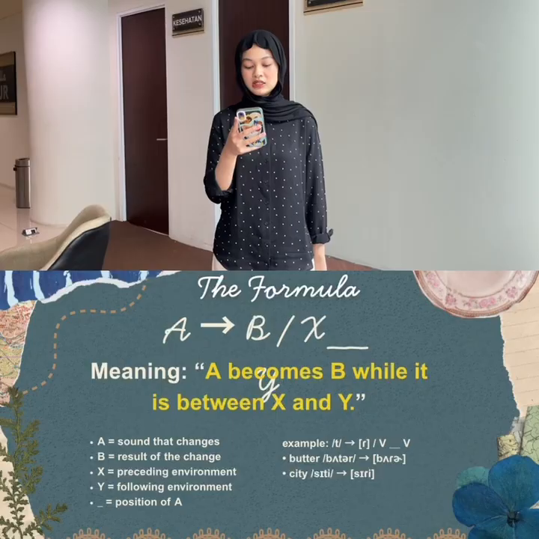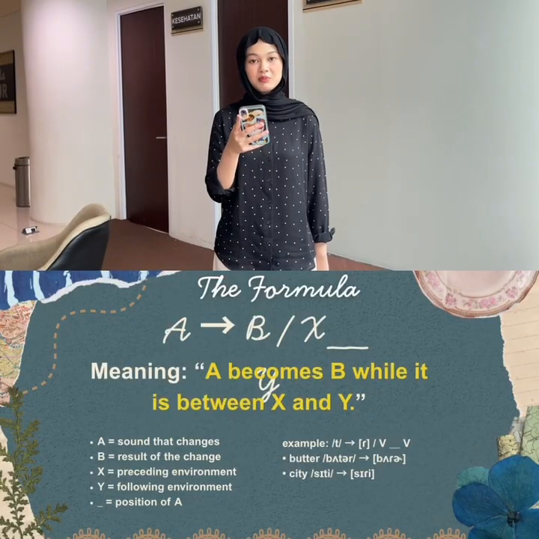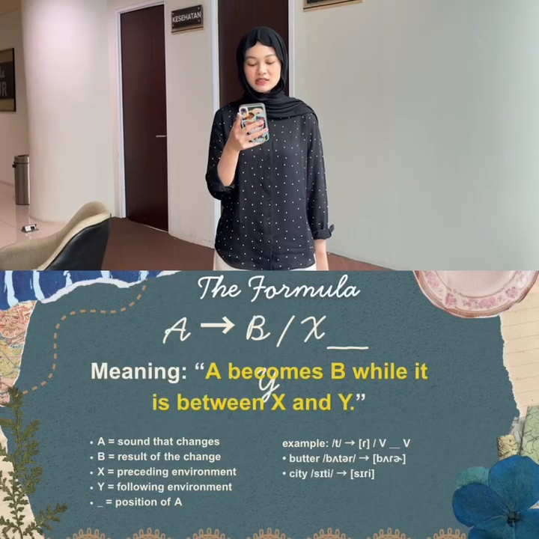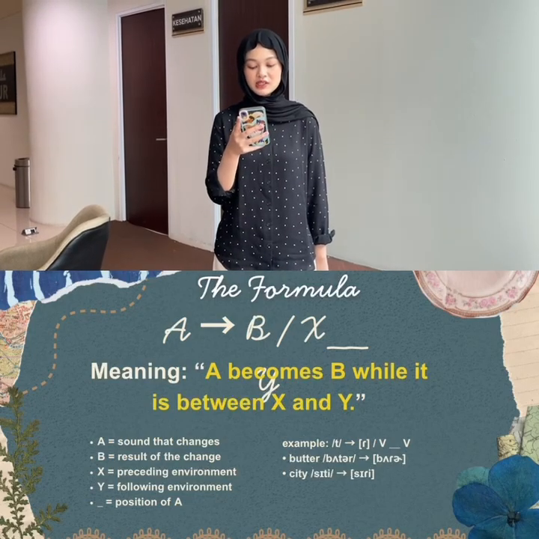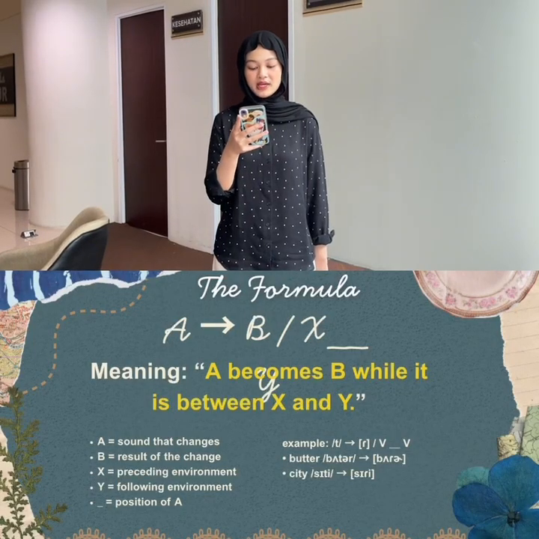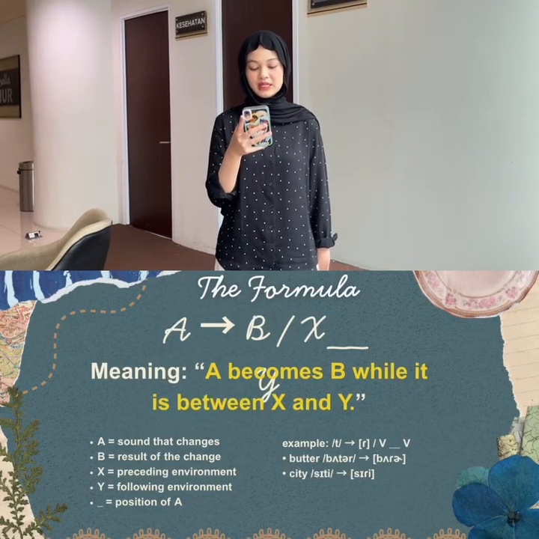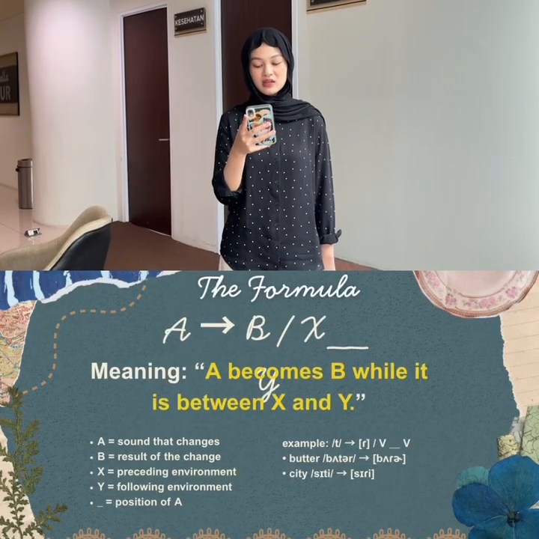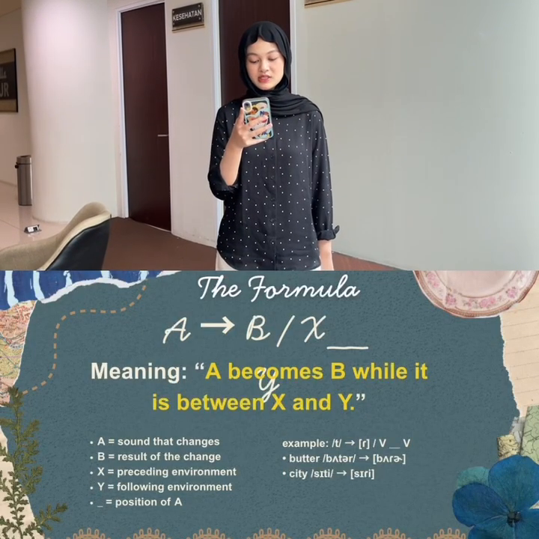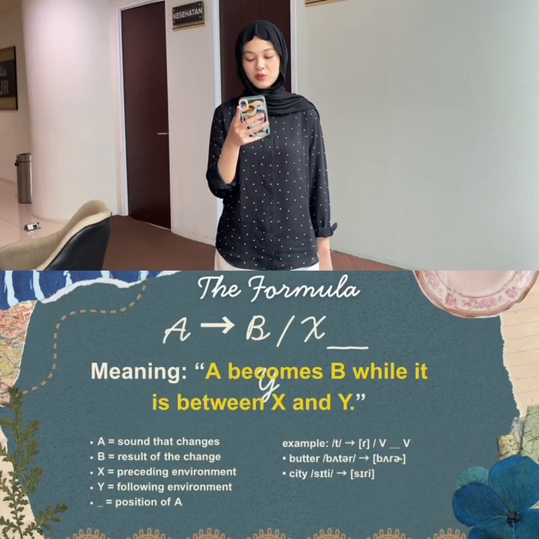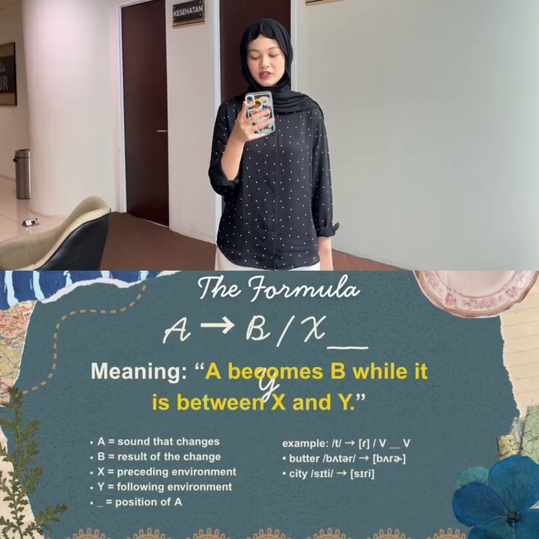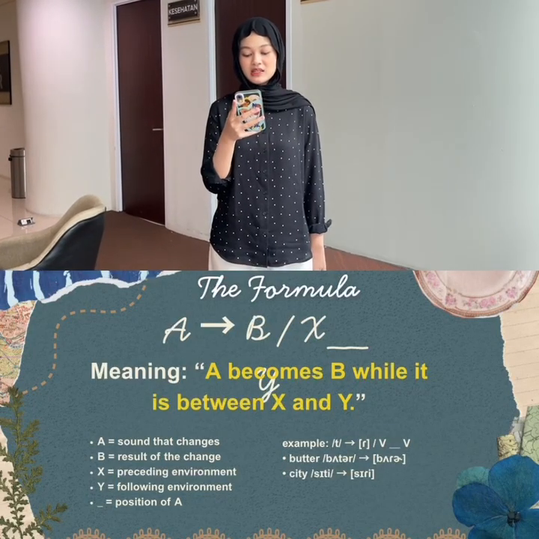The formula is A becomes B when it is between X and Y. A is the sound that changed, B is the result of the change, X is the preceding environment, Y is the following environment, and the underscore is the position of A. For example, T becomes R between vowels. So, for example, the word better is read as "bedder", and city is read as "cidy".